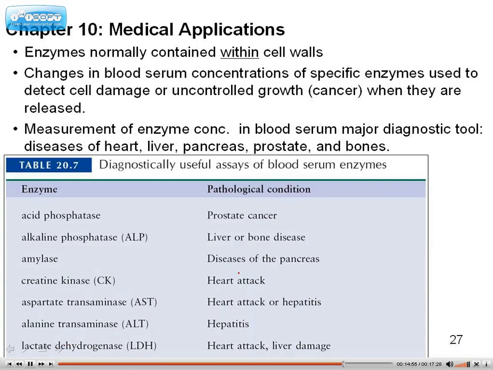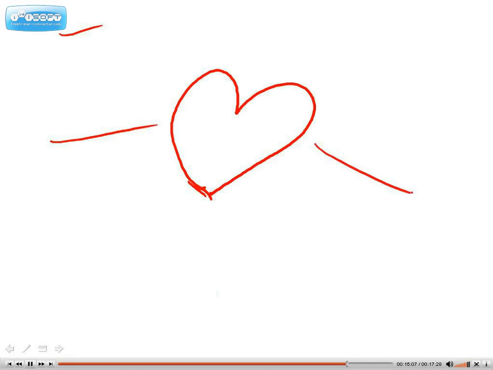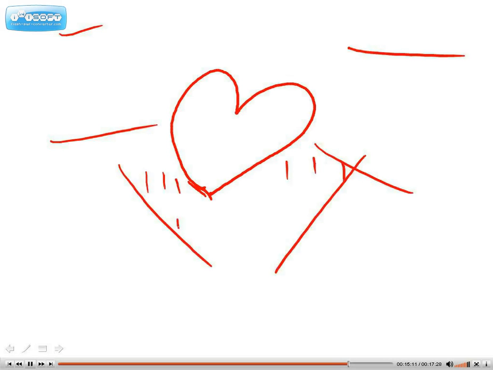Medical applications. Here is an in-depth example of a person's heart. So there's his chest, there's the manly hair if it's a guy. Hope it's a guy. And the doctor is wondering, did he have a heart attack?